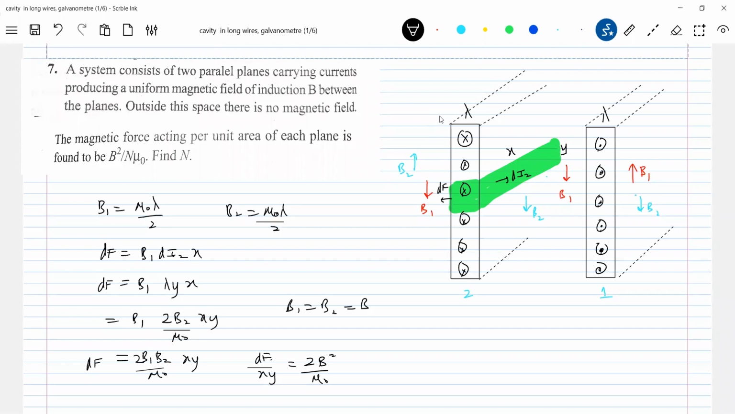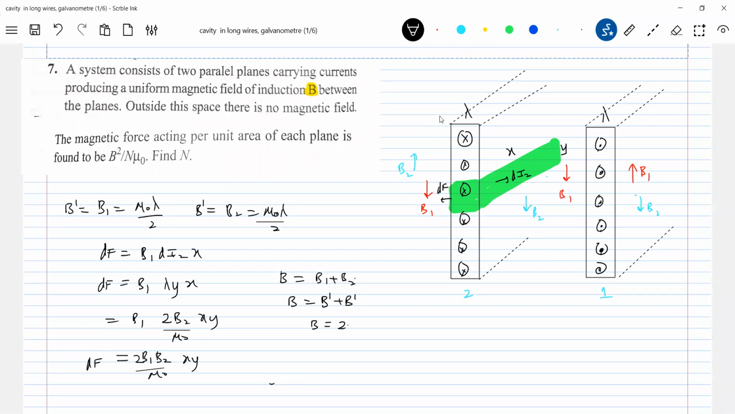Oh, one more thing. The total magnetic field is given as B. I think I'll just change it. The total magnetic field is given as B1 plus B2. Let me call this B dash. So this will become B dash plus B dash. I think try to read the question. Some data is given. The induction B between the plates producing the total field is B. The net field is B. What is that B? B1 plus B2. And in turn, what is B1, B2? They are equal.